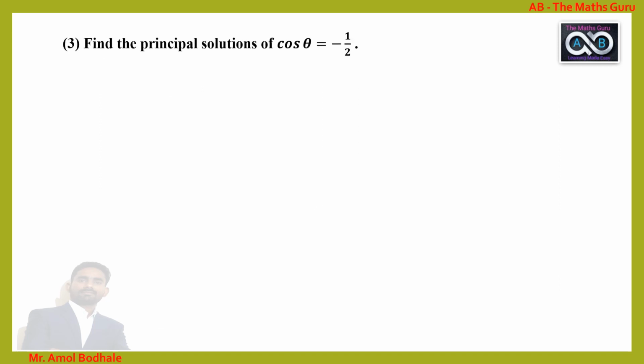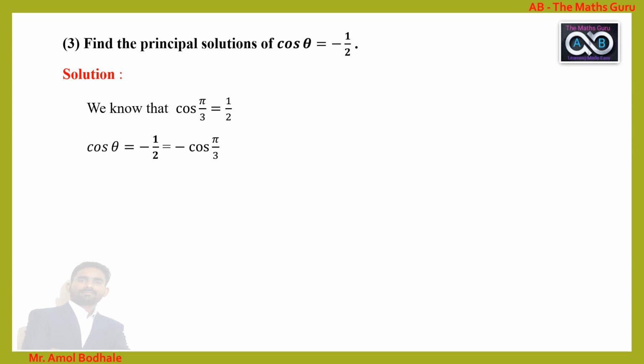Find the principal solution of cos theta equal to minus 1 by 2. Now here the value which is given, it's negative. Now see, we know that cos of pi by 3 is 1 by 2. So therefore we can write cos theta equal to minus 1 by 2 which is given, and this value half can be replaced by cos of pi by 3.